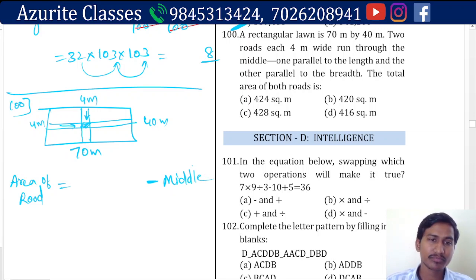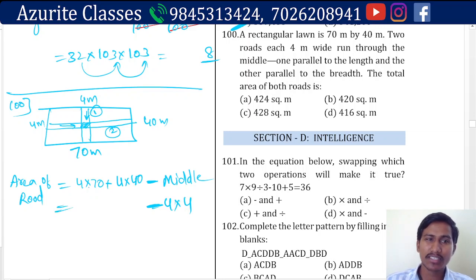So here that is a square, so 4 into 4 we have to minus 1 time. So the road will be this side the first road and this side the second road. So 4 into 70 and 4 into 70, plus how much? 4 into 40. From that, the middle part we have to minus 1 time, because it comes 2 times. So if you do that, what will be the answer here?